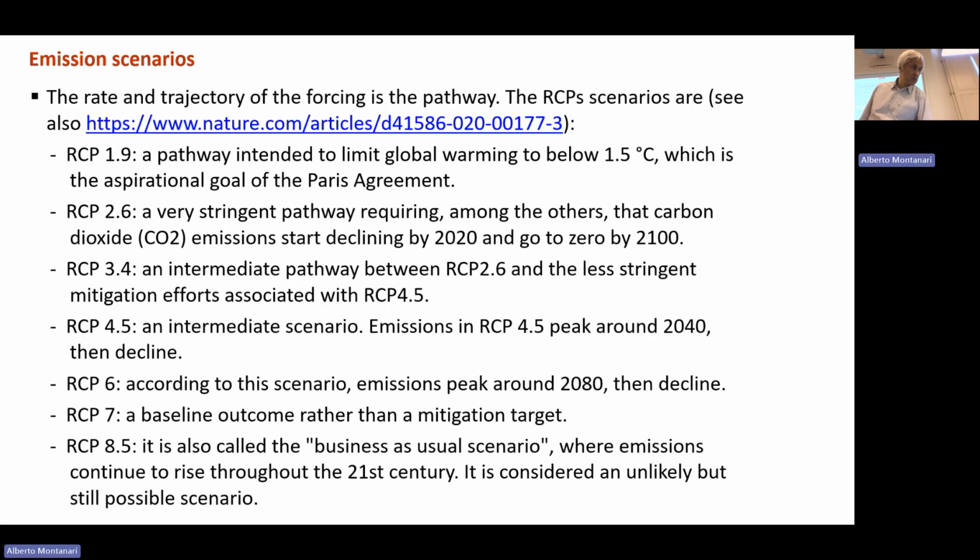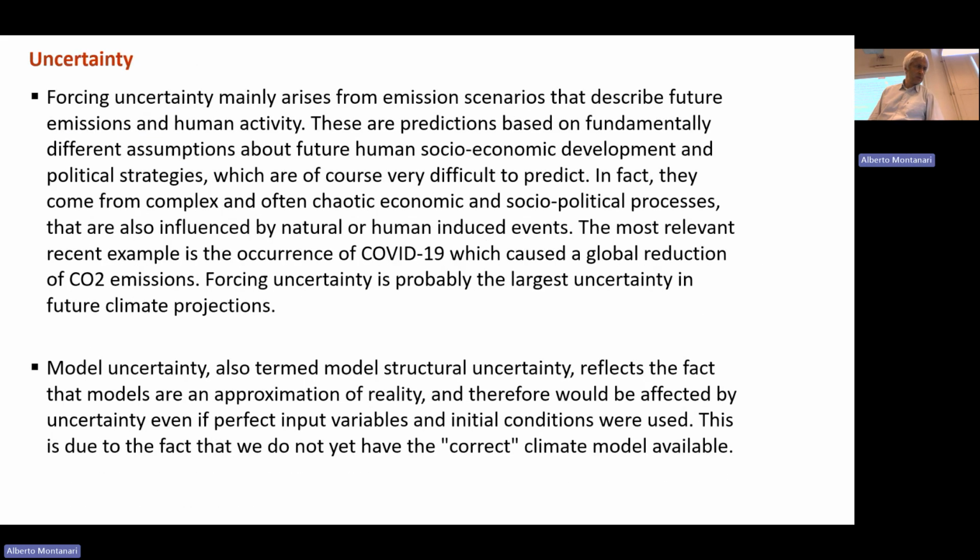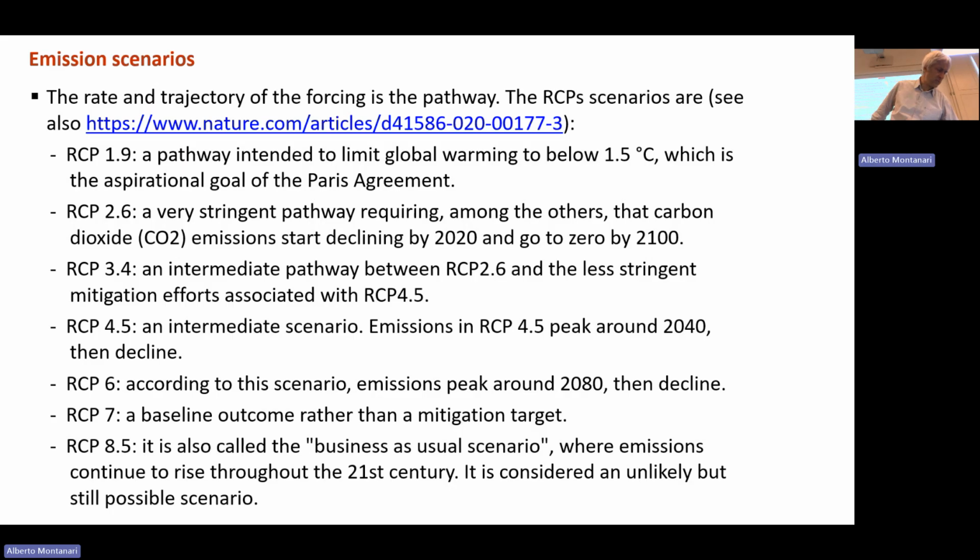Let me see, here is a description of the scenarios starting from RCP 1.9. This is a pathway that would meet the goal of the Paris Agreement of 2015, which is a very ambitious goal, and it's basically already clear that it probably won't be achieved. And then the last one is RCP 8.5. Let me see if I have a figure. No, I don't have a figure, but somewhere there is a figure. Let me check.